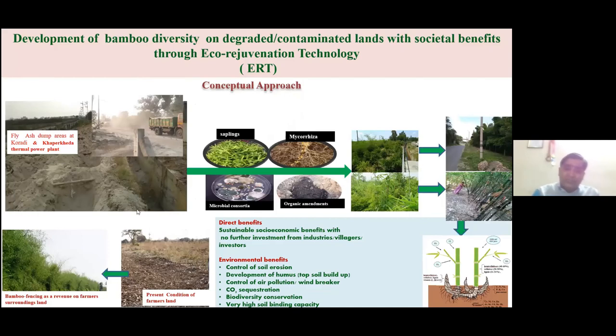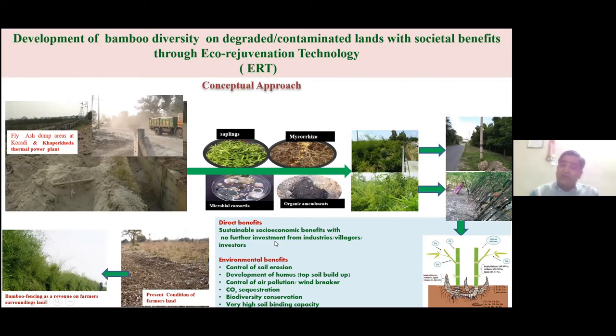Through this technology, friends, just you can see this is the thermal power dump at Koradi Khaparkheda in Nagpur district in India. Just you can see a lot of problem of dust here. Within 150 days, we have selected saplings. We have already described that selection of species is really important, along with mycorrhiza, bacteria, and organic amendment. In 150 days, we have converted this area into this form, and within 2 years, we have changed this area into this form. I will discuss in detail how we have converted it, and some of the farmers' degraded land we have converted into green fencing, and we have totally controlled the soil erosion problem and other contamination.